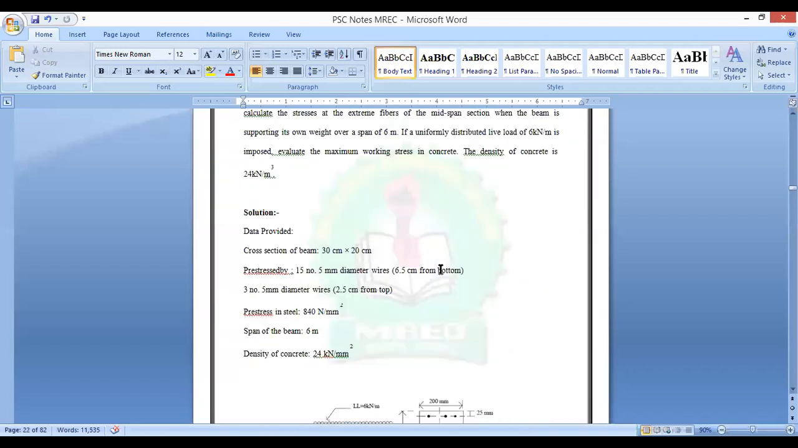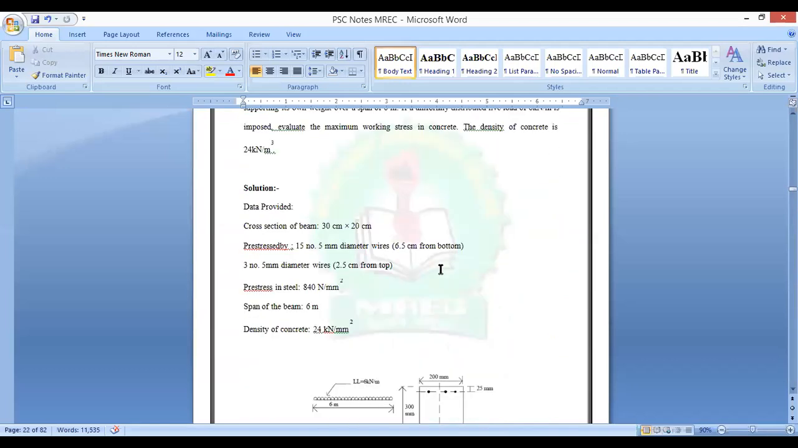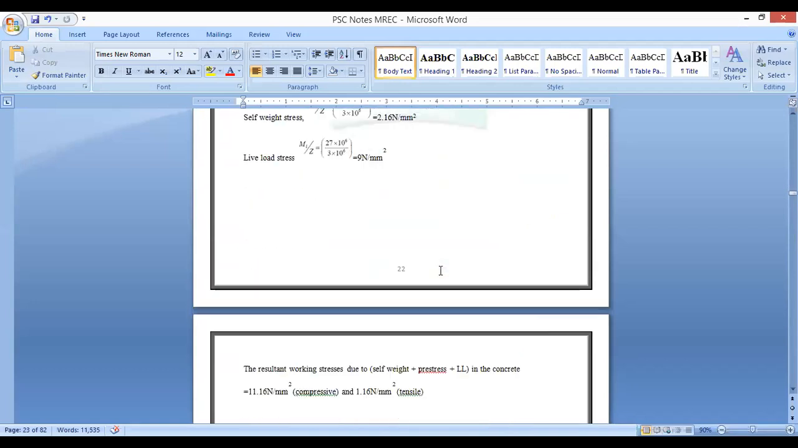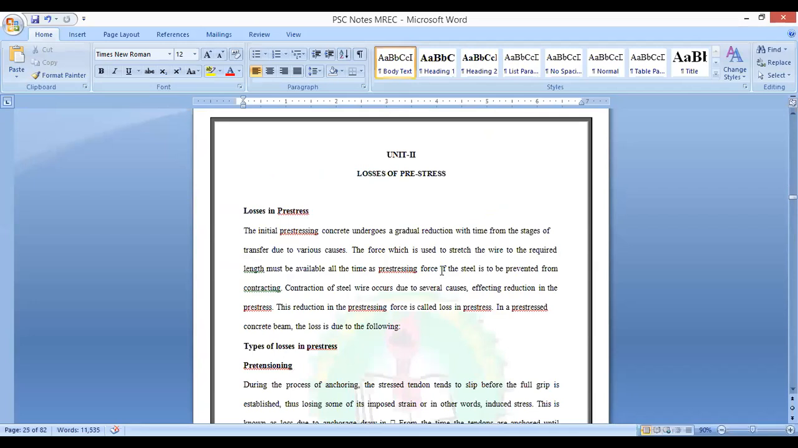Okay, and a few problems on pre-stressing members also. You can just have a look and you can solve them. And the next one is losses of pre-stressing, which we discussed in the second unit. In the second unit there were different methods of pre-stressing, like the Freyssinet method and the Gaylord method. All these methods were there in the presentations also. You can just go through them.